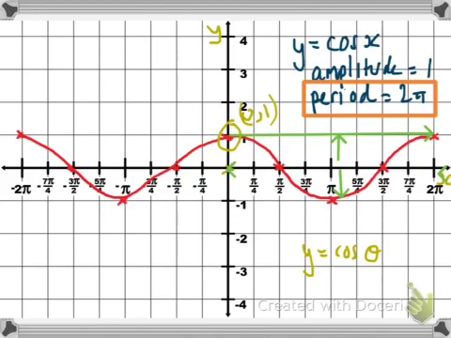Its maximum and minimum are 1 and -1. Its intercepts are at pi on 2, 3 pi on 2, neg pi on 2, neg 3 pi on 2.